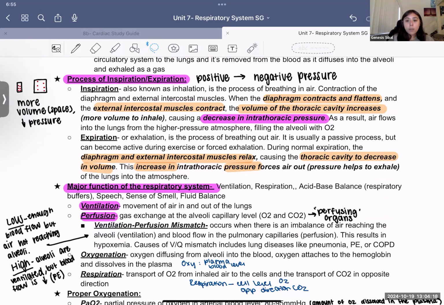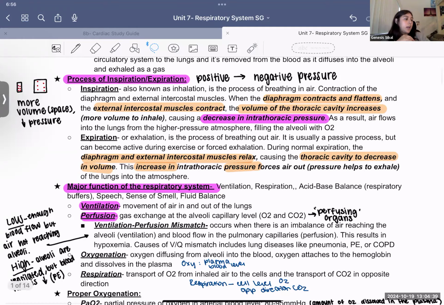So basically the diaphragm contracts and it flattens. And I feel like the verbiage on this used to get me confused, because when I think flattens, I always think it's relaxing, so the opposite. But yeah, the diaphragm and the intercostal muscles contract and basically you have more volume. When you have more volume, you're going to have a decrease in pressure.